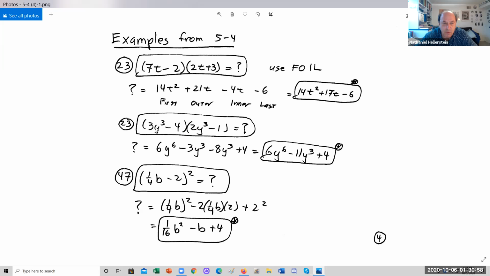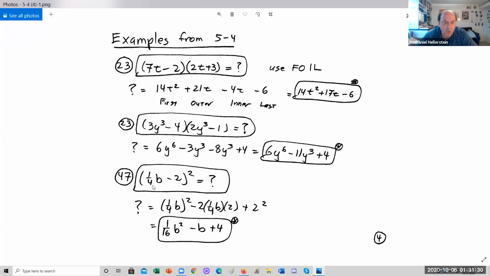Here we have 3y cubed minus 4 times 2y cubed minus 1. What is that? Again, we use FOIL. First, 3y cubed times 2y cubed is 6y to the 6th. Outer, 3y cubed times minus 1 is minus 3y cubed. Inner, minus 4 times 2y cubed is minus 8y cubed. And last is minus 4 times minus 1 is plus 4. So 6y to the 6th, these add up to minus 11y cubed plus 4.